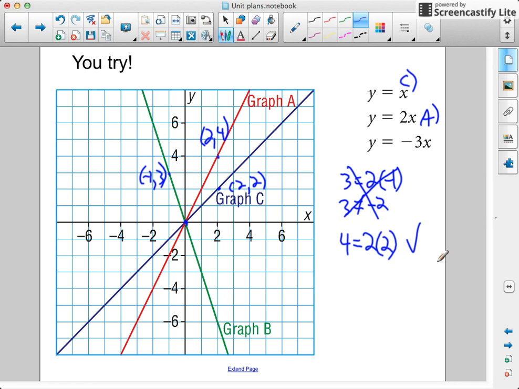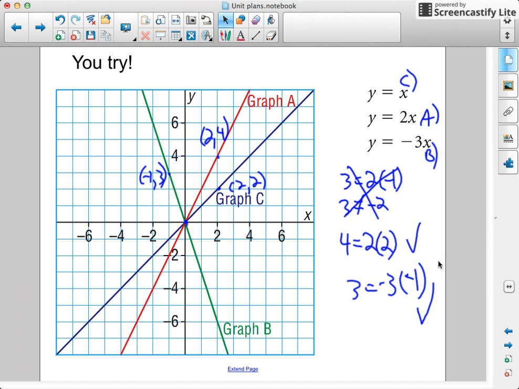This one would have to be B, which makes sense because if I had that -1, 3, y is 3, so 3 equals -3 times -1, which is true because -3 times -1 is +3. So that's how we can match up graphs to their equations.